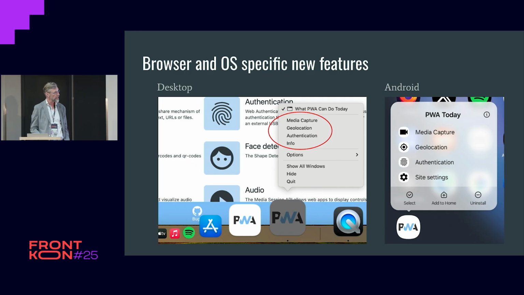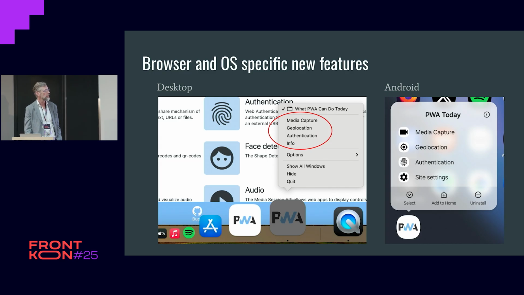On Android this is much better. So on Android, if you have a PWA installed, it's not running, you can just tap and hold the icon and then the shortcuts will come up just like with any natively installed app.